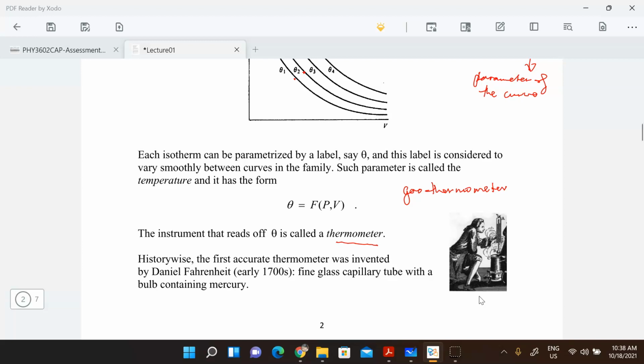In fact, the first accurate thermometer was invented by Daniel Fahrenheit, circa 1700s, and it's like the thermometer that you see nowadays. It has a glass capillary tube, and then there's a bulb at the end containing mercury, and that is already good enough to give some accurate temperature measurements.